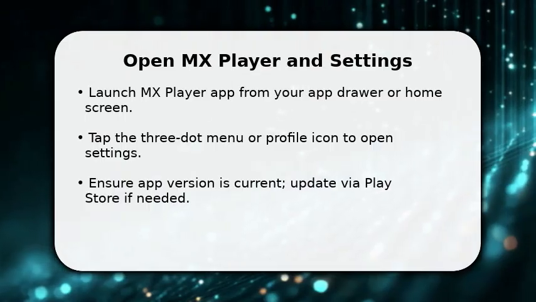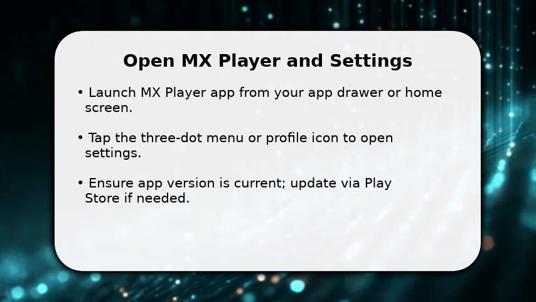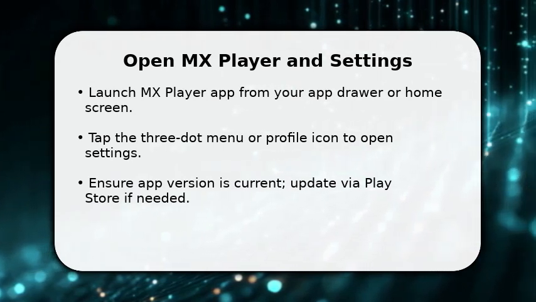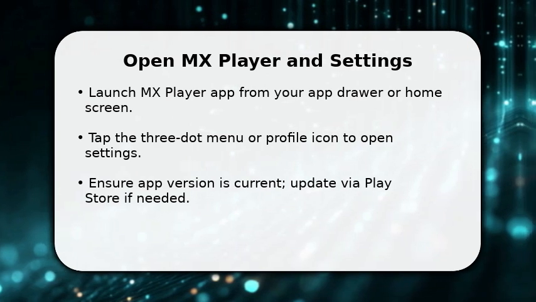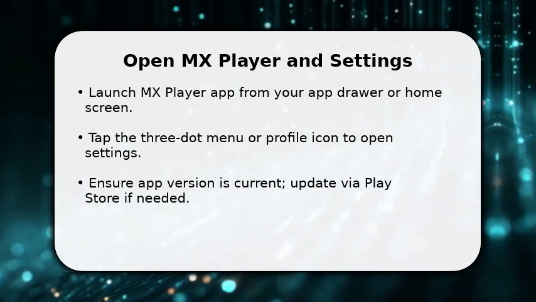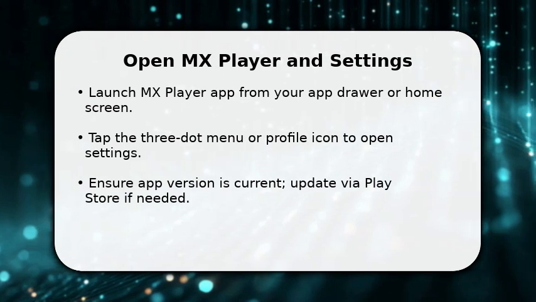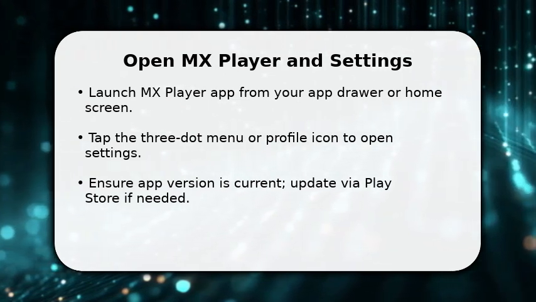You start by opening MX Player and getting straight into settings so you can change playback behavior. Tap the three-dot menu at the top right or your profile icon, then choose Settings. Make sure the app is updated first because older versions may not show data saver controls.